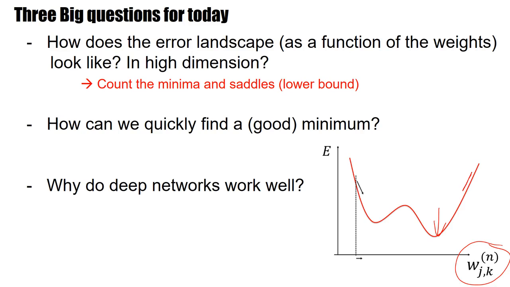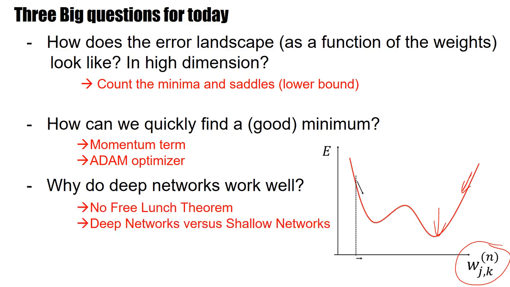Once we better understand this error function, then we can ask, how can we actually find a good minimum? How can we go down, and we'll use gradient descent, but we will look at variations of gradient descent that use the momentum term, and those that use the Adam optimizer, which are widely used optimization methods for neural networks. And then I set out by saying we use a deep neural network with many layers. So why do deep networks work so well? What's the difference between deep networks versus shallow networks? And in that context, we also need to discuss the no free lunch theorem.